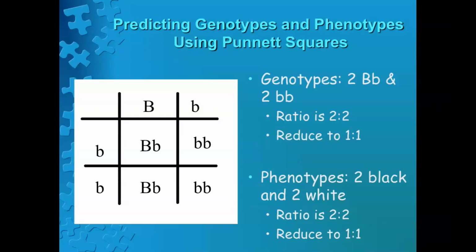Having a parent who is heterozygous mated with a parent who is homozygous recessive, I'm going to end up with two heterozygous individuals to two homozygous recessives. So a ratio of 2 to 2, or if we think of them like fractions, we can reduce it to 1 to 1: one heterozygote to one homozygous recessive. Phenotypes: heterozygotes are going to be black because they have a dominant allele, so I'm going to get two of them from this cross. I'm also going to get two whites because white is recessive. Again, it's a ratio of 2 black to 2 white, or I can reduce it to 1 black to 1 white.